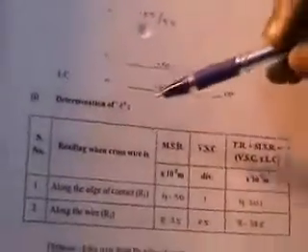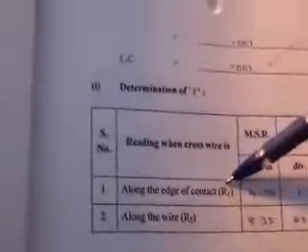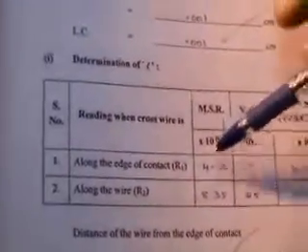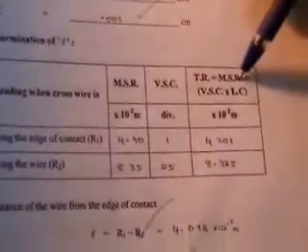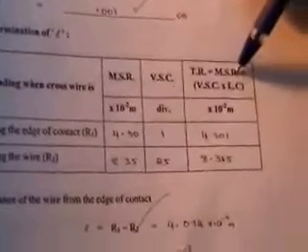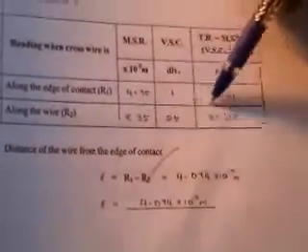Let us now see how to record the readings. Along edge of contact R1 I have shown you already. So we have to record it in this place. This is a sample reading: main scale, vernier coincidence, and total reading. This is already described in the traveling microscope video. After this, don't go to the wire. We can record the readings for the fringes.